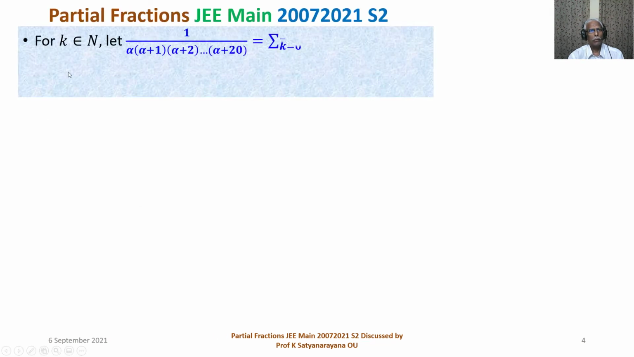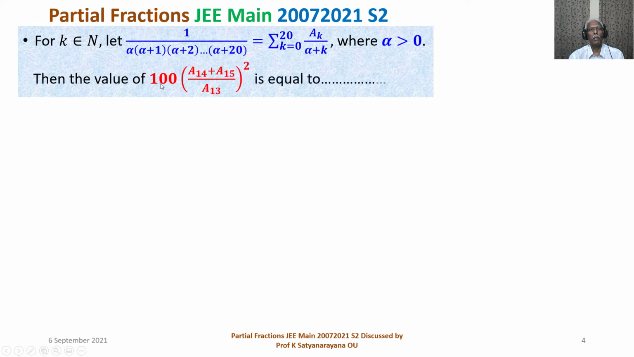The example is: for k belongs to N, the set of natural numbers, let 1 by alpha into alpha plus 1 into alpha plus 2, etc., into alpha plus 20 is equal to sigma k is equal to 0 to 20 of A suffix k by alpha plus k, where alpha is greater than 0. Then the value of 100 times (a14 plus a15 by a13) whole square is equal to.